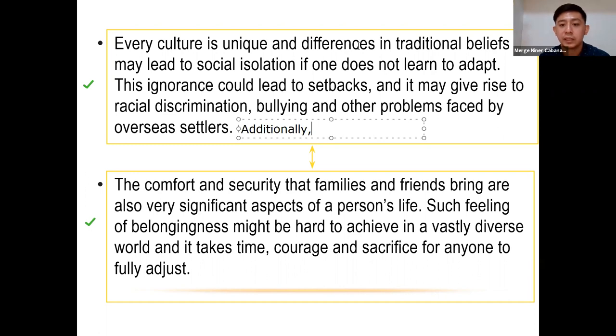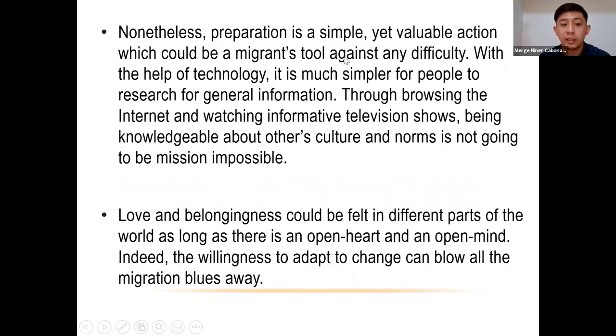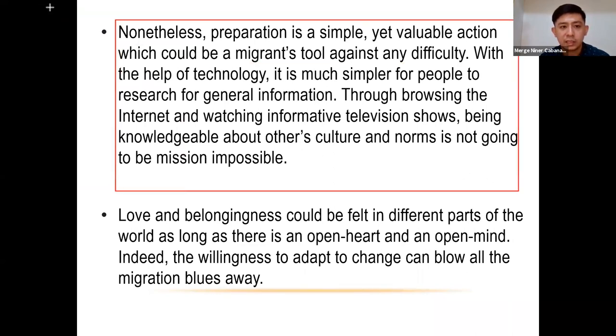Next paragraph. Nonetheless, all right. Oh, sorry. Nonetheless, I'm going to use red. Okay, this is the first. Nonetheless, preparation is a simple yet valuable action which could be a migrant's tool against any difficulty.